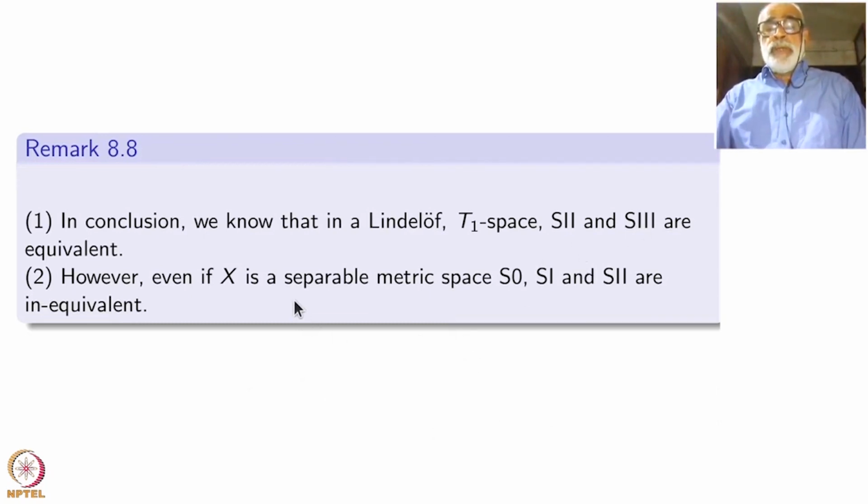However, even if X is a separable metric space, the three of them here, earlier ones, S0, S1 and S2, they are inequivalent. Proof is not all that easy. In a T1 space, we have seen that S2 implies S1 implies S0. So you assume it is a separable metric space. Even then you can't go back in these arrows. That is the meaning of this word. So we will have examples finally.